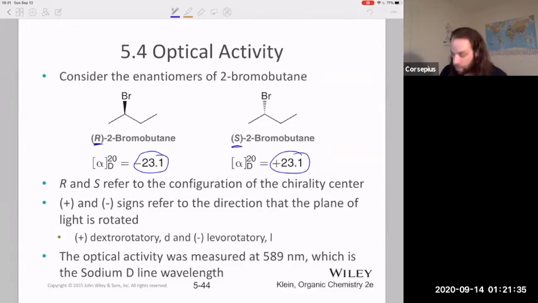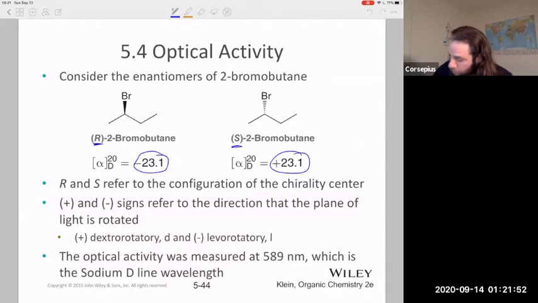Okay, the 20 refers to the temperature at which this is taken, 20 degrees, and the D is the wavelength. It refers to just a special lamp, the sodium D line. I wouldn't worry too much about that. Bottom line is it has to be done at a specific wavelength.